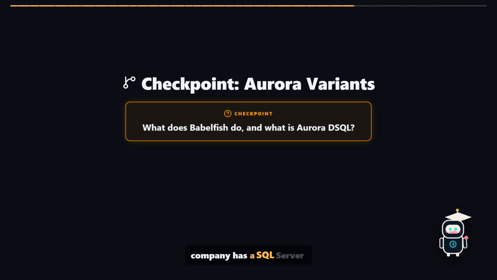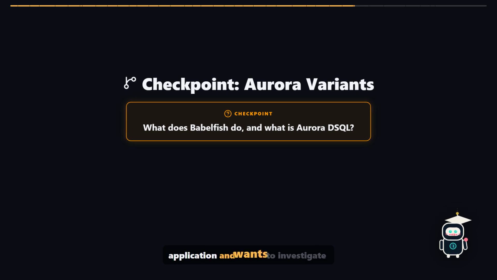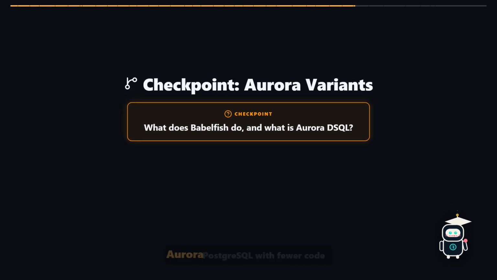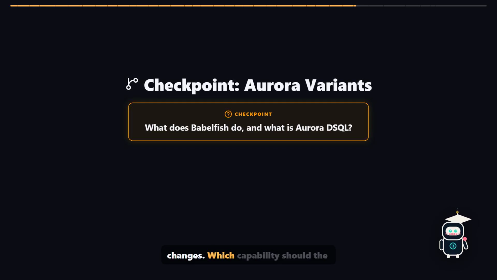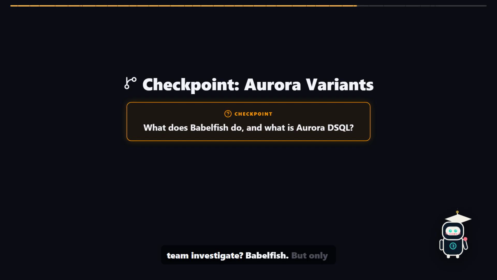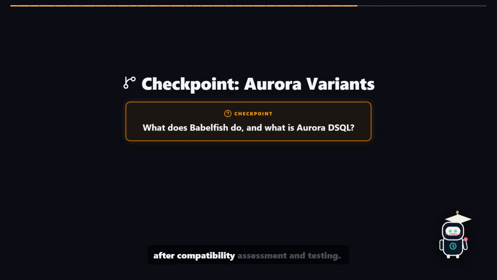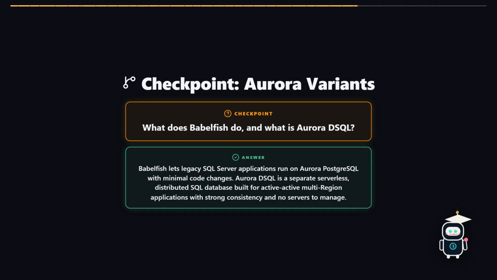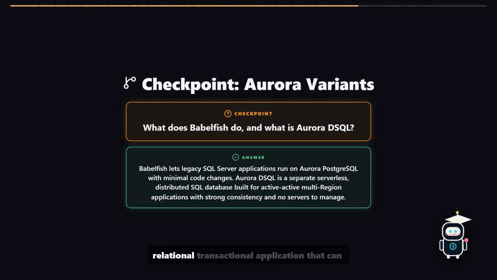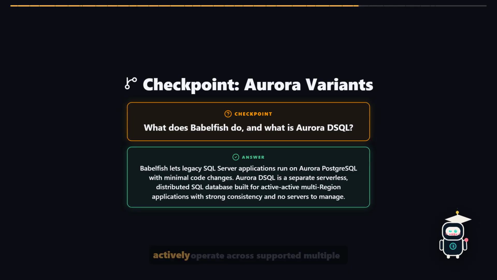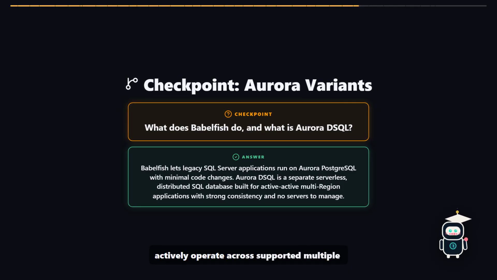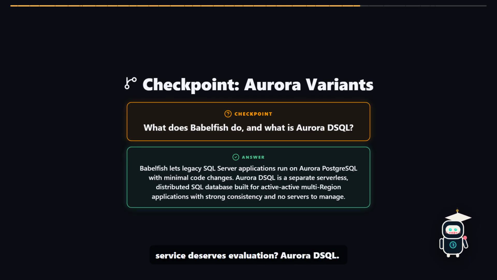Your company has a SQL Server application and wants to investigate whether it can move to Aurora PostgreSQL with fewer code changes. Which capability should the team investigate? Babelfish. But only after compatibility assessment and testing. Now another company needs a relational transactional application that can actively operate across supported multiple regions with strong consistency. Which service deserves evaluation? Aurora DSQL.